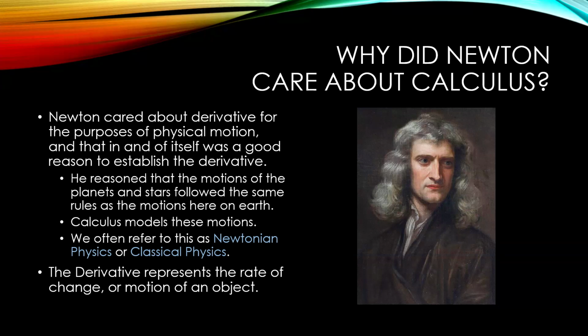He reasoned that the motions of the planets and stars followed the same rules as the motions here on Earth. But again, there wasn't math to describe that really. And so what Newton did was he developed calculus just to model these motions. We often refer to this as Newtonian physics or classical physics. And he was able to show that the motions of the stars and the motions on Earth are all the same motions. It's all differential equations which describe how things move. The idea of forces and how forces are able to cause movements. The derivative represents the rate of change or the motion of an object.